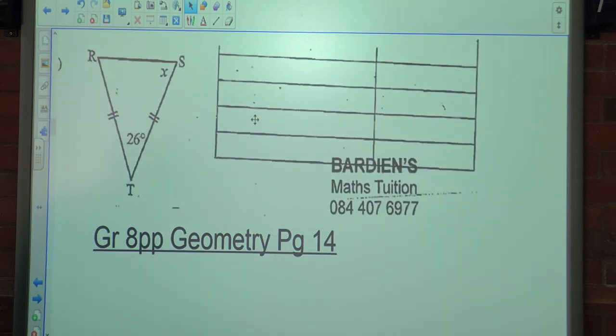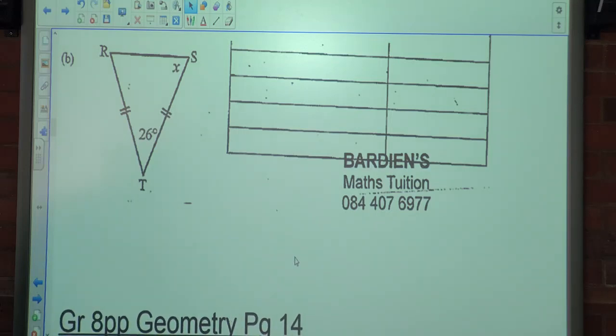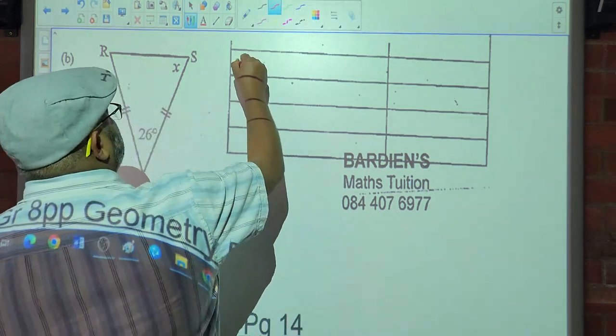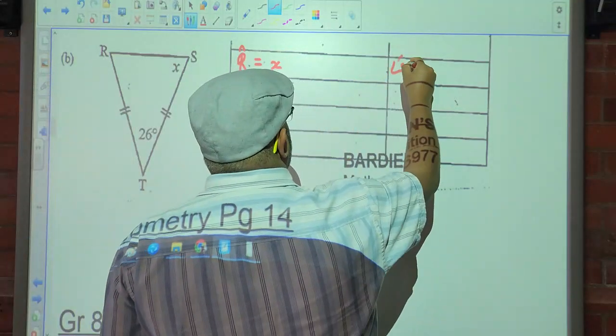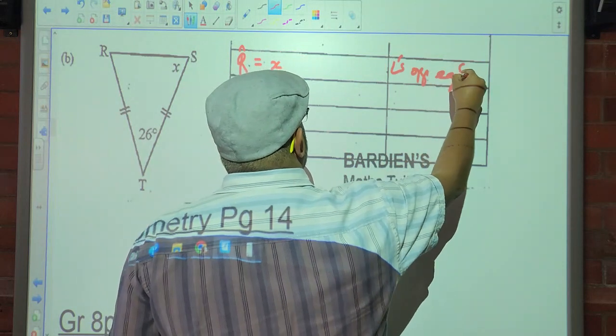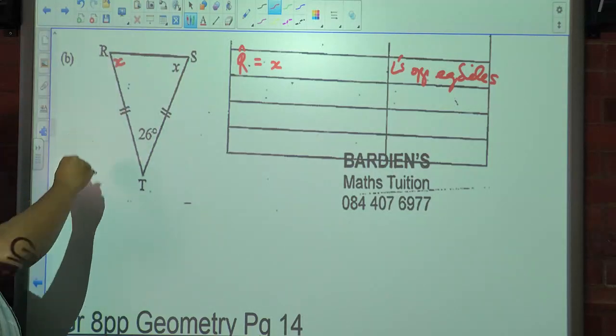Look at B. What do you need to do first? Must state the value of R in terms of X. The angle R is equal to Y. Angles opposite equal sides. Why did I have to say it, people? Because that is not on the diagram.